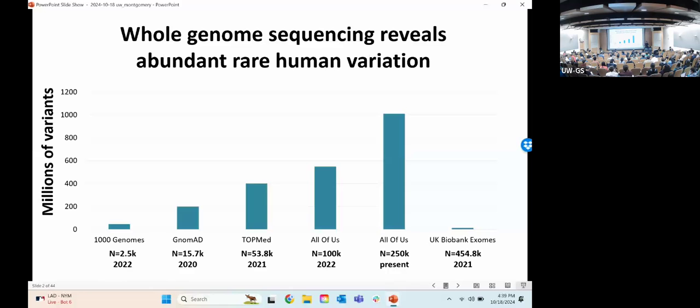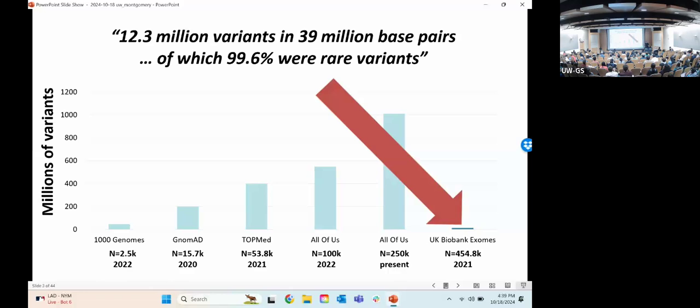This small number here is the UK Biobank. That's looking at close to 500,000 people, or 450,000. The number is lower, but you're probably familiar, they only sequence exomes, so this is just the coding part of the genome. If you dig into this paper, what they report is that they discovered 12.3 million variants in 39 million base pairs, of which 99.6% were rare variants. So basically one every four bases, they're reporting a rare variant.